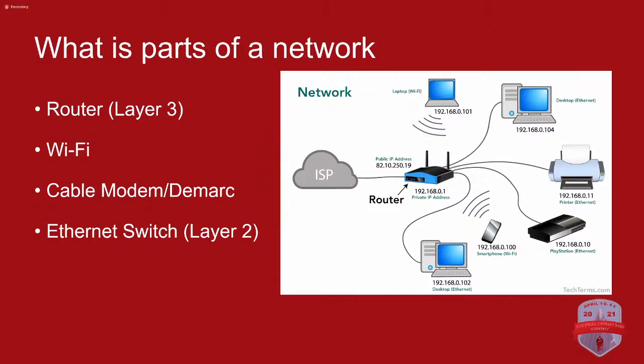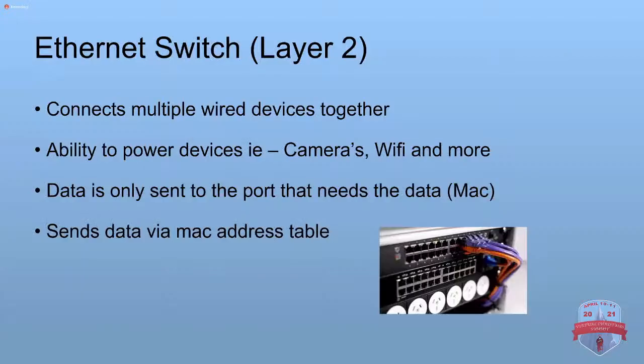So let's talk about a switch for a second. For some reason, my thing is not switching here. Here we go. So what does a switch do? Well, it connects multiple wired devices together. Simple, right? Most switches nowadays have the ability to actually power your devices. If you've got a lot of IP cameras at your house, a bunch of Wi-Fi devices, IoT devices, all of that can actually be powered by your switch.